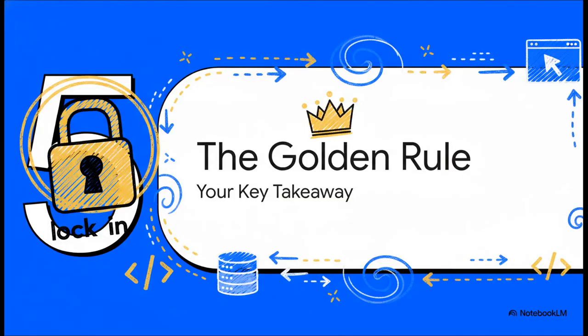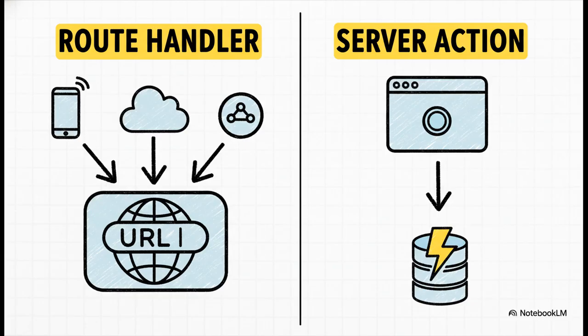Okay, so as we start to wrap up, let's just lock in the single most important lesson from this entire explainer. Let's just say it one more time, just to make sure it sticks. If something external to your application needs to call a function, a webhook, a third-party service, a different app, it needs a URL. You have to use a route handler. If your own user interface is triggering a change to your data, you should use a server action.